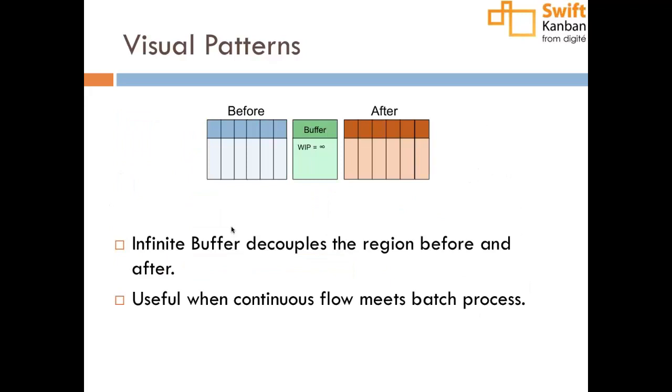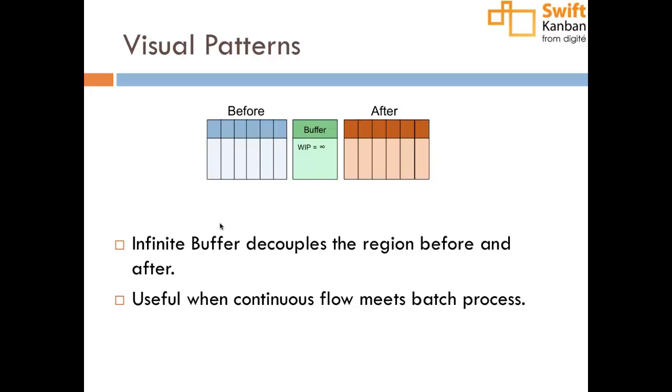Okay. So one of the things about WIP, and we really should talk about WIPs. The thing is, when you have a buffer with an infinite WIP, no matter what the flow is before and no matter what the flow is after, this buffer basically decouples the flow, right? And so this is really a bad practice if you have a single team working on a continuous thing like design, develop, test, release, right? One shouldn't have an infinite buffer in the middle.